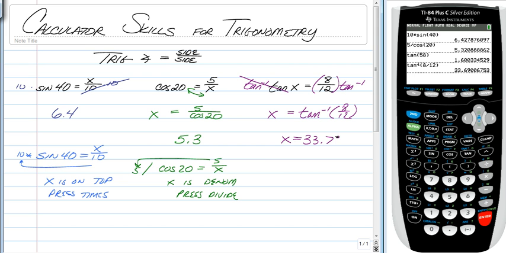Yes, there is a way to memorize that. If x is second in relationship to picking your trig value, then your angle is equal to your side ratio, you press second. And then you're going to get the same thing, 33.7 degrees.